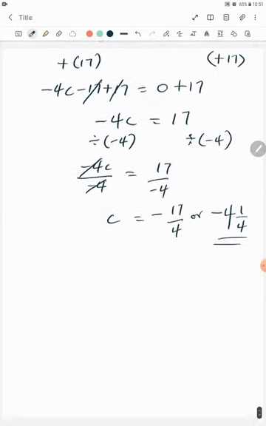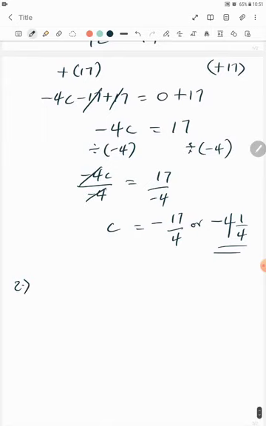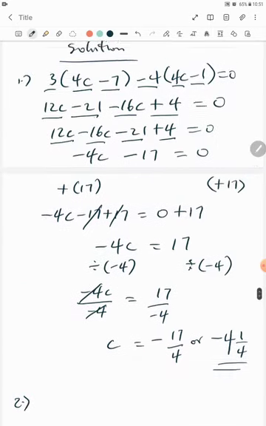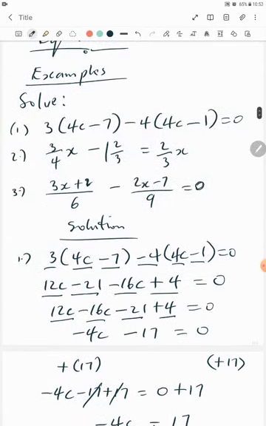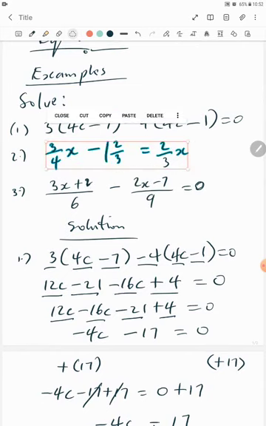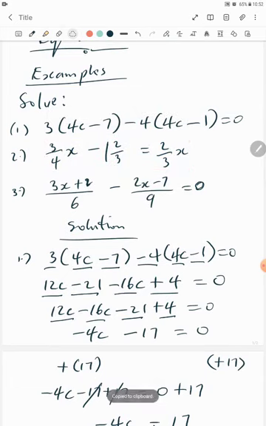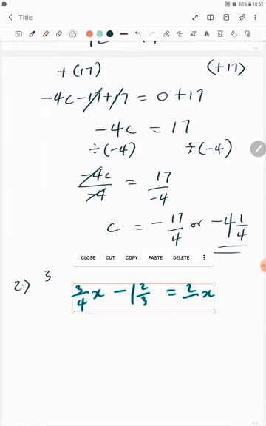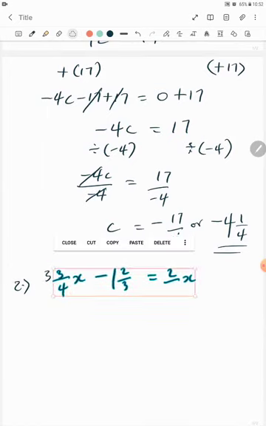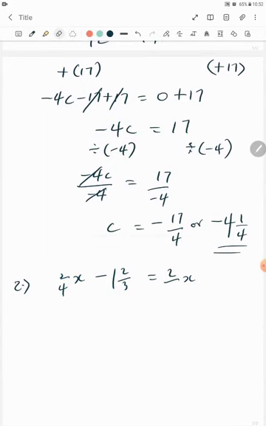So let's look at number 2. Okay, let's quickly look at number 2. In our number 2, we have 3 over 4. Of course, I can just simply cut that out. Let me bring that out. Let me simply copy it, and then let's have it pasted here. Okay, this is our number 2 question.